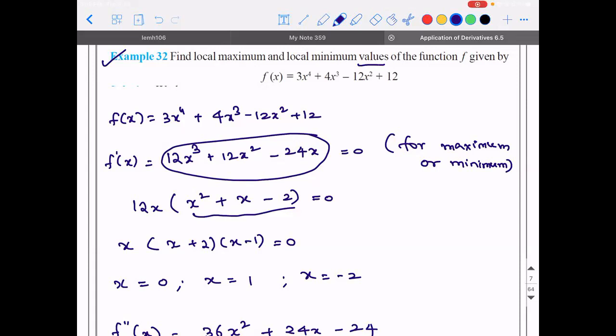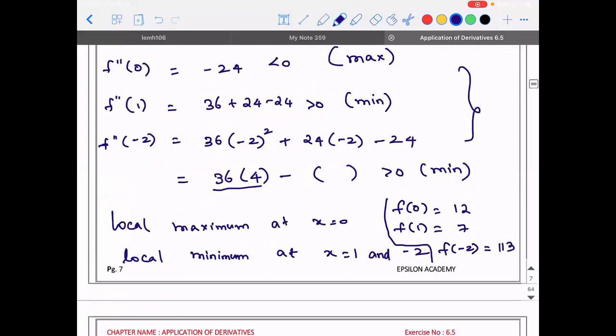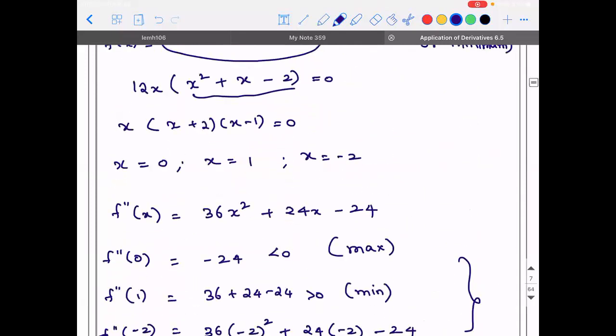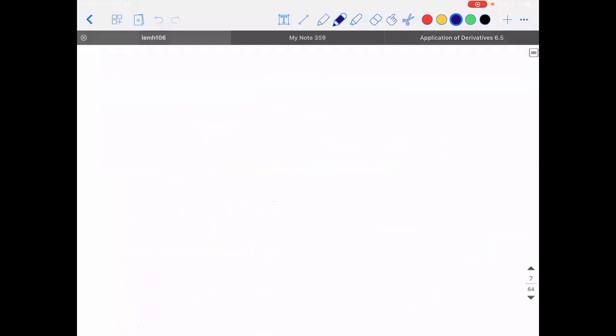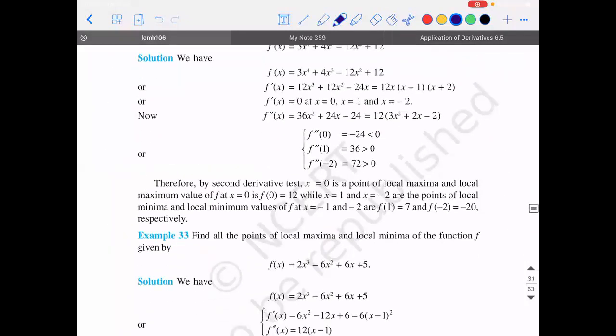What is the answer, guys? Sir, I'm getting 130. I'm getting 130, sir, but I don't know whether it's correct or wrong. Minus 72 is what they're saying. No, not this thing. Wait. f of minus 2 is minus 20.